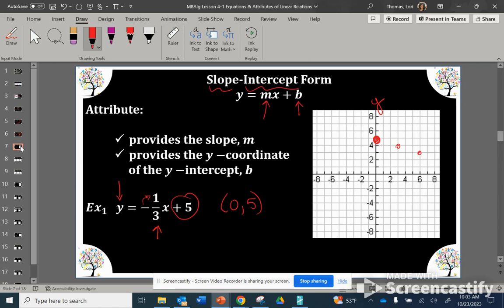We could also reverse it to see what it looks like on the left side of the y-axis. So instead of down 1 and right 3, we can go up 1 and left 3. Up 1 and left 3. So you can see that these points all line up to create our linear function.